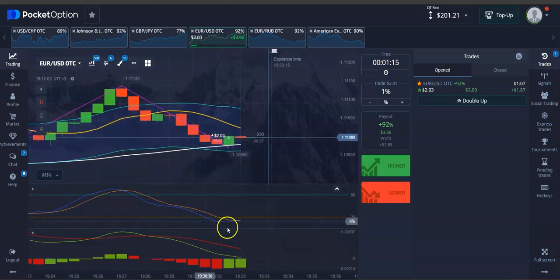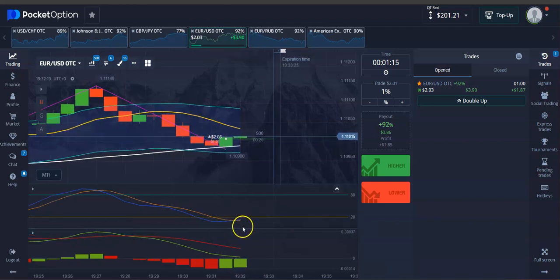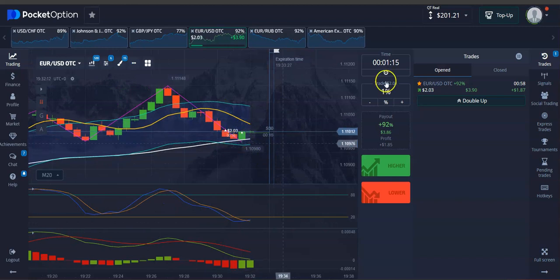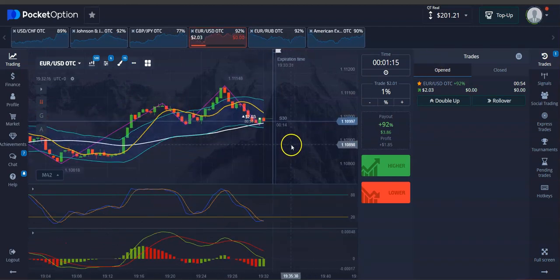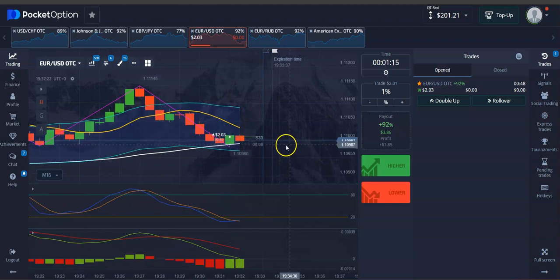We got the oversold level, overbought level, and 20 level, and we can see the crossover on the lines right there. So potentially this one will continue to the upside. We're just going to wait and see how this plays out. We got 50 seconds to go. Let's see how it's going. All right.